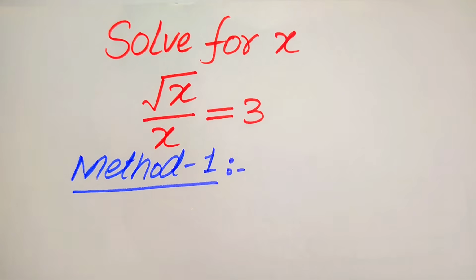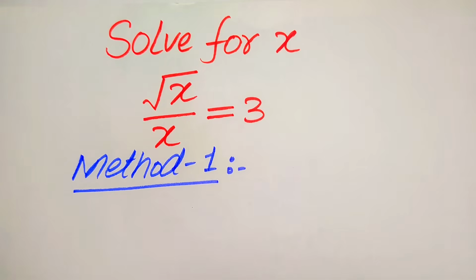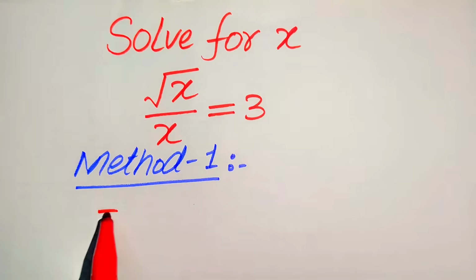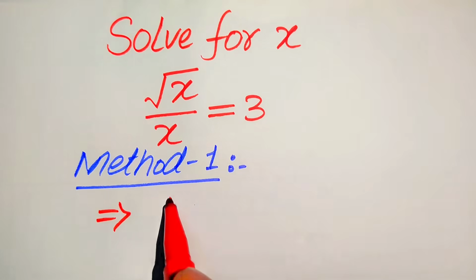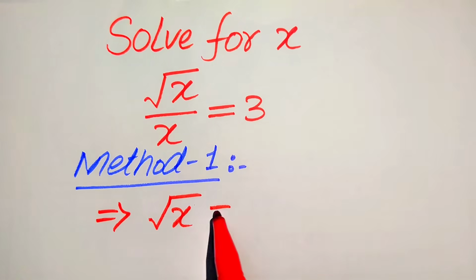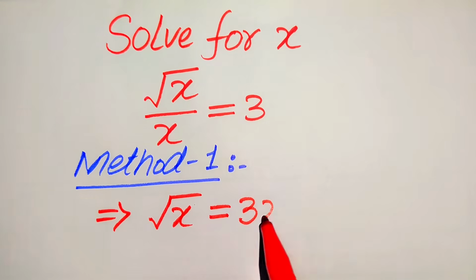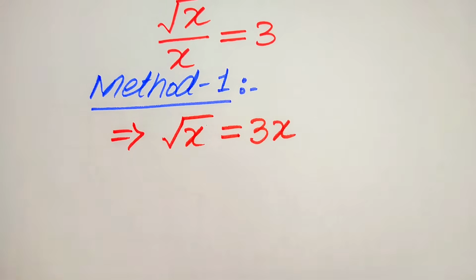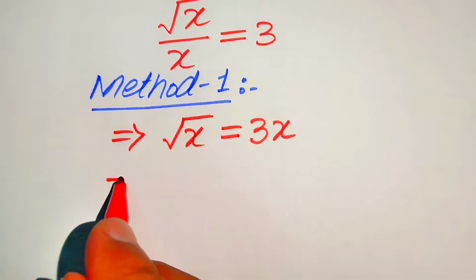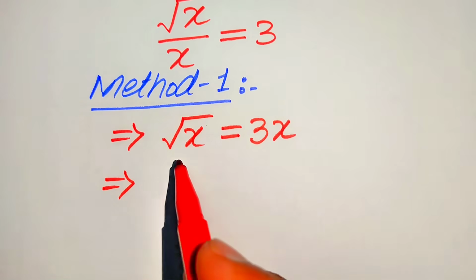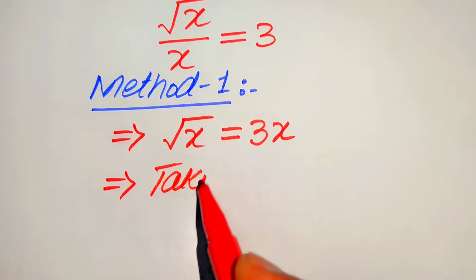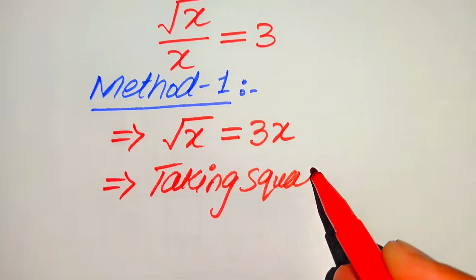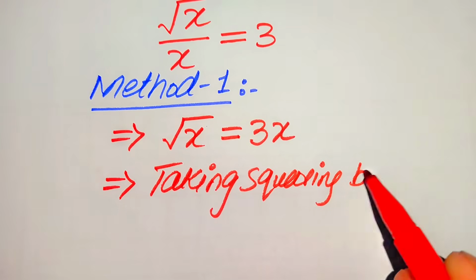Here the very first thing we are going to do is move this x to the right hand side, and after moving it, it will be written as square root of x is equal to 3 times x. Now in the next step we need to eliminate this square root sign from the left hand side. For this we need to take the square on both sides.